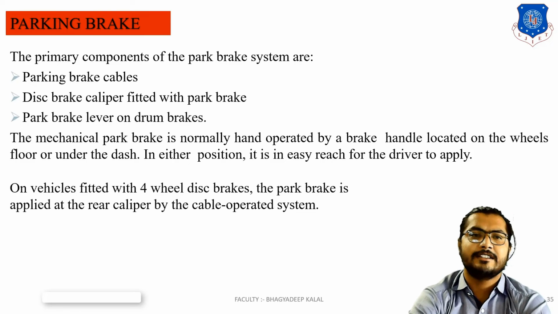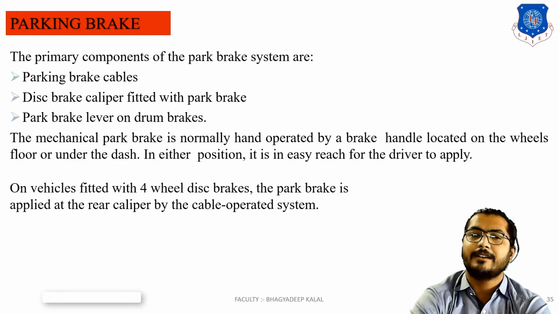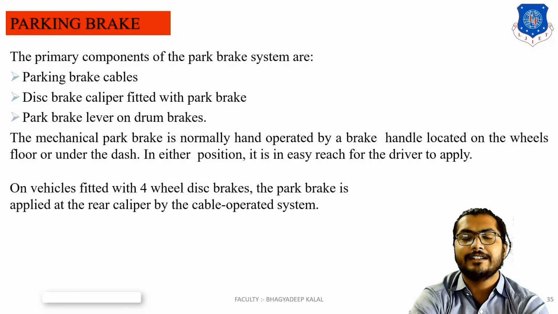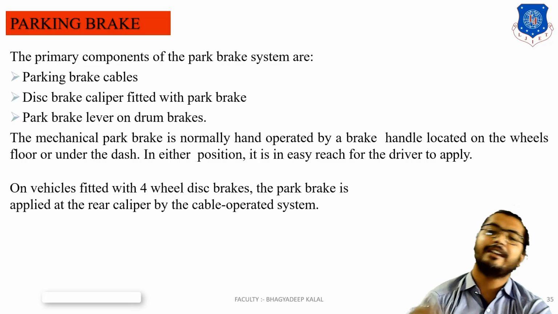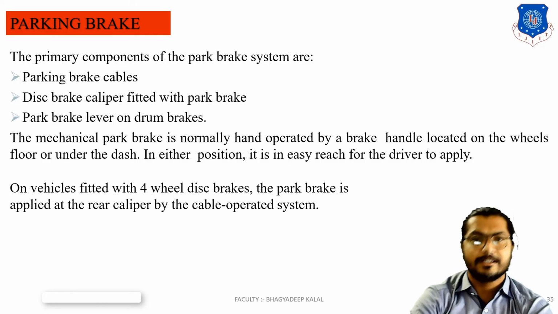Next braking system is the parking brake. The parking brake is nothing but a hand brake or manual brake, which is a secondary type of brake. The primary components of the park brake are the parking brake cable, disc brake calipers fitted with the park brake, and the park brake lever on the drum brake. The mechanical park brake is normally hand operated by a brake handle located on the floor and or under the dash. In either position, it is easy for the driver to apply. On vehicles fitted with four-wheel disc brakes, the park brake is applied at the rear calipers by cable operated systems. So this is the parking brake system.